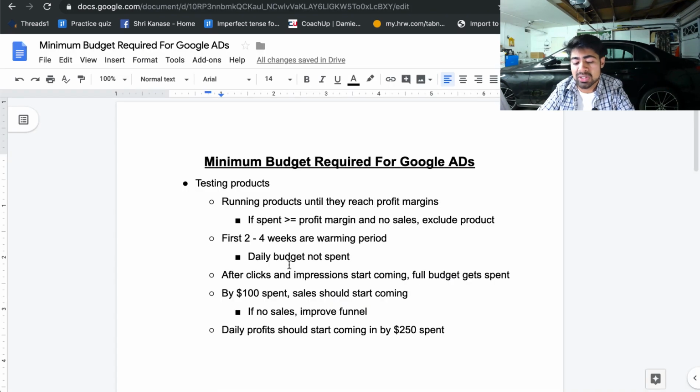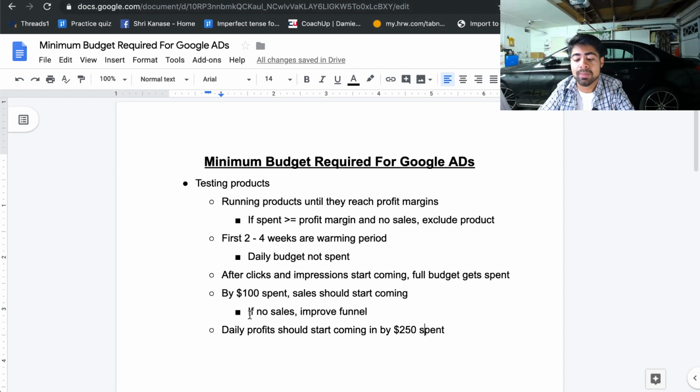But by $250 spent, you should be having some kind of profit coming in per day. Again, this is not an exact number where if you're not getting profits by $250 spent, there's 100% something wrong. Sometimes it could require a little bit more depending on what kind of product you have added and what their profit margins are. And sometimes it could be much less. But overall, these are specific numbers which I have found success with myself, as you guys saw from one of my own stores which I was running a few months ago.